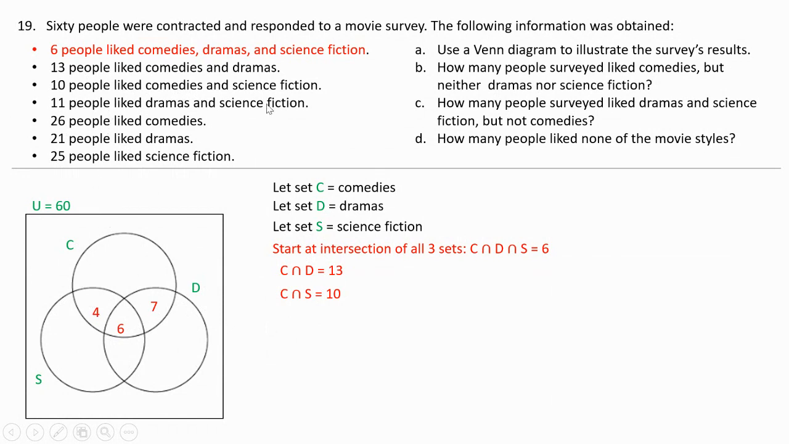Now, for 11 people like dramas and science fiction, it's the one that I just did right now. It's going to be this part here. Dramas and science fiction is this part here. So that's equal to 11, right? We already got 6, so it's going to be 5 there.